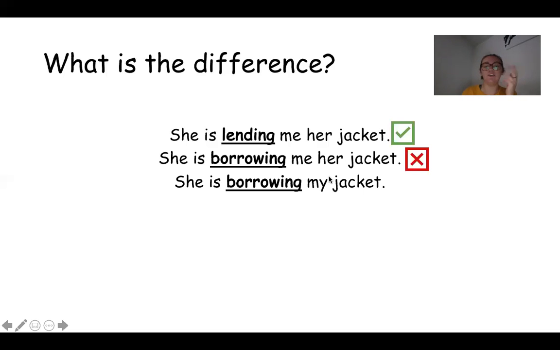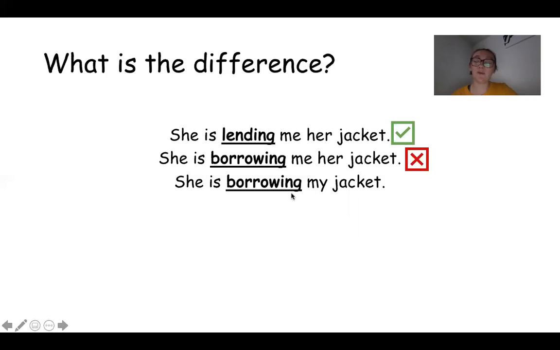You would say, she is borrowing my jacket, right? She is borrowing my jacket, or you could say she is borrowing her jacket, but you can't use two different people next to each other when you're using the word borrow. Kind of confusing, I know. But when you say lending or lent or lend, you can use two people, right? Because you're talking about the two people.